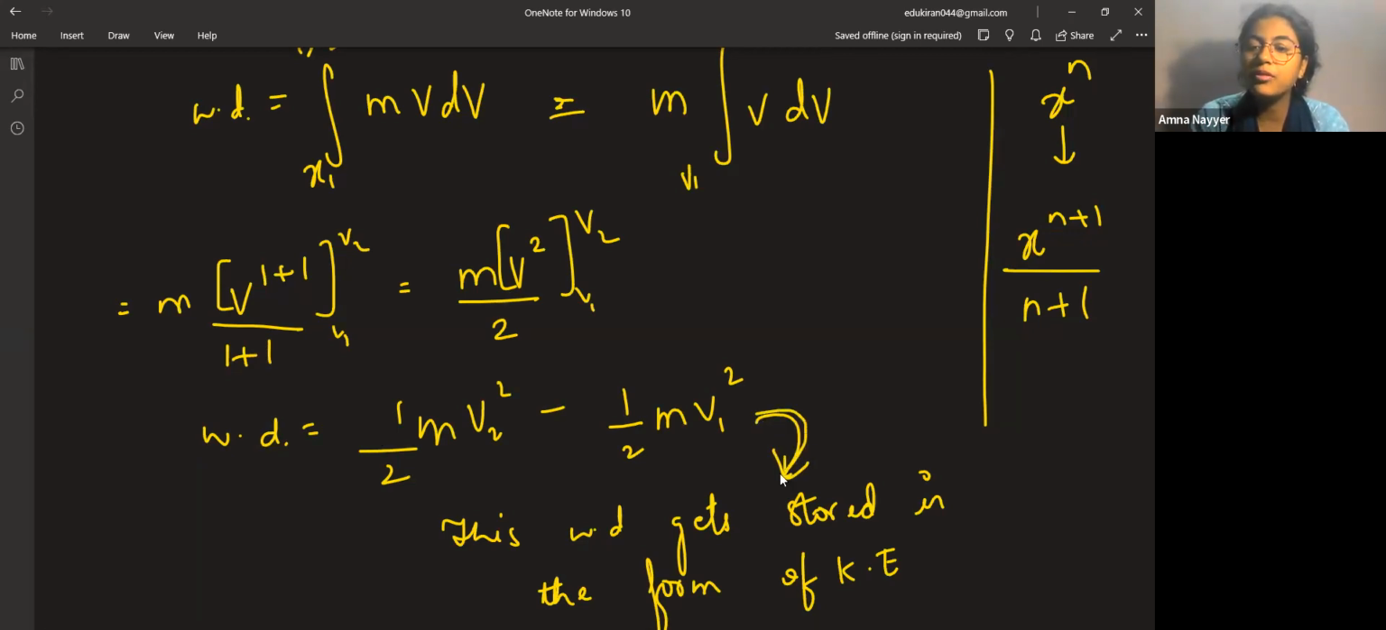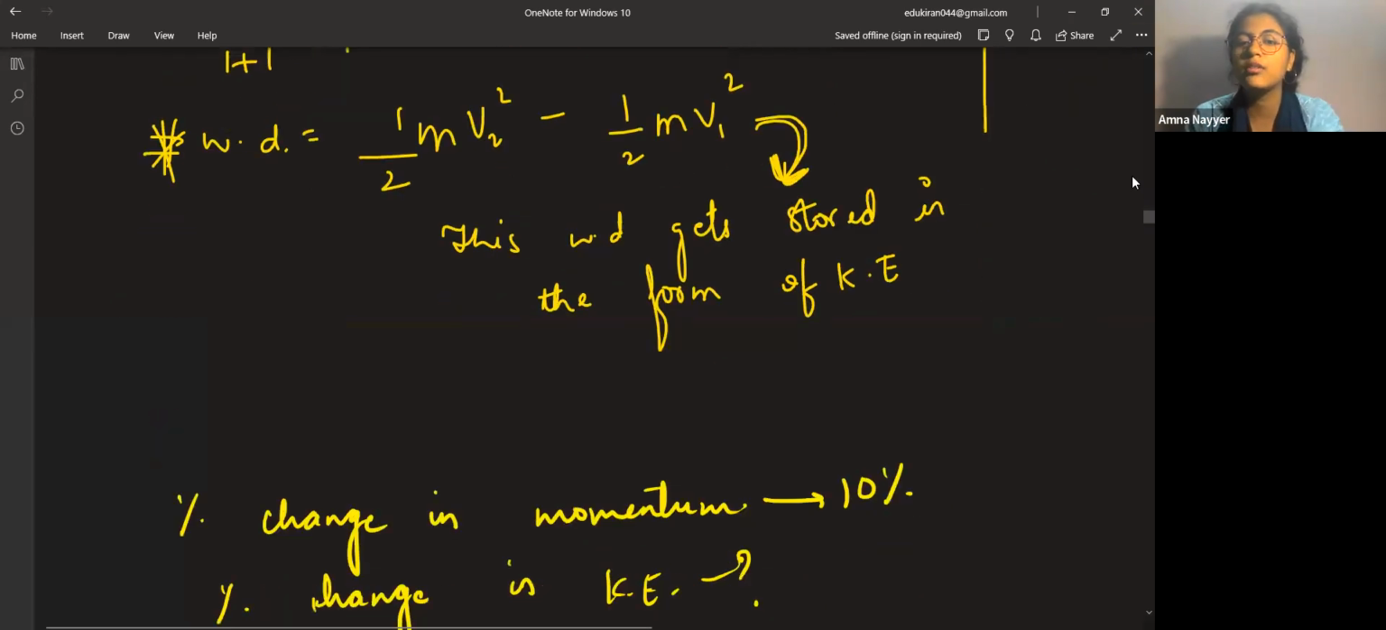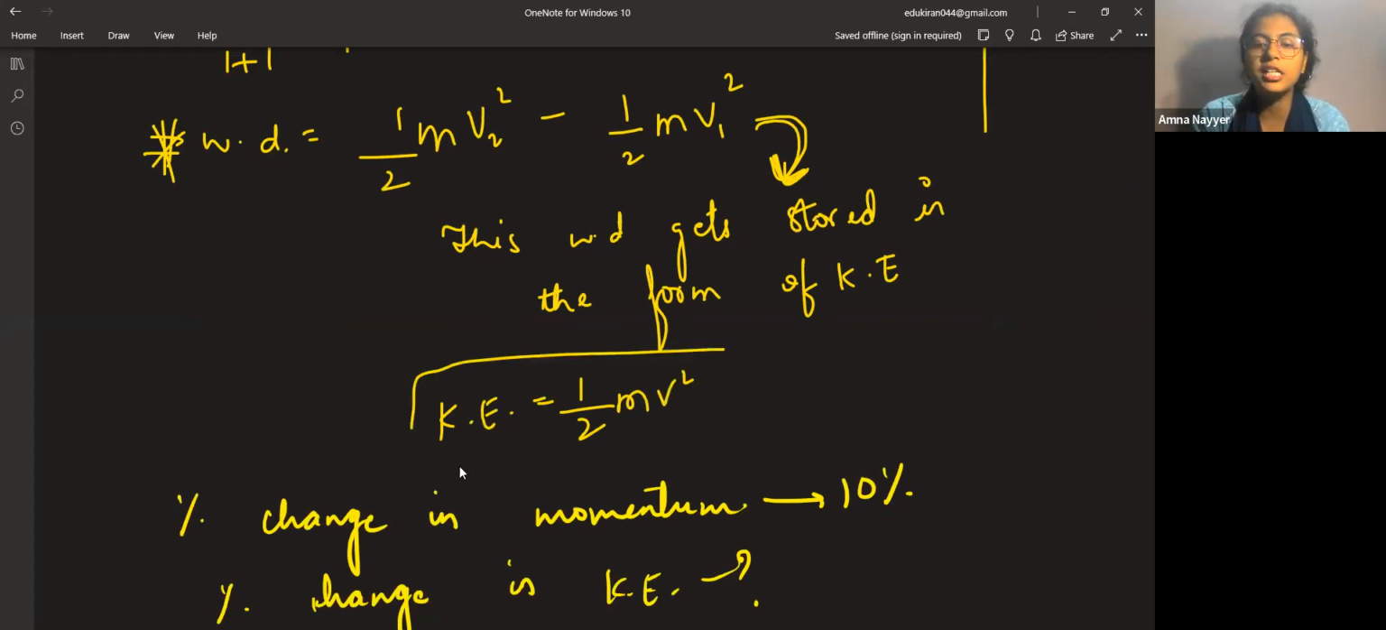This is the proof of the work energy theorem, and this comes a lot. This is very important: how to prove that change in kinetic energy is actually equal to work done. So this change gets stored in the form of kinetic energy. Your formula of kinetic energy, you already know, is half mv square, and its change is equal to change in work done. Now class, write it till here.